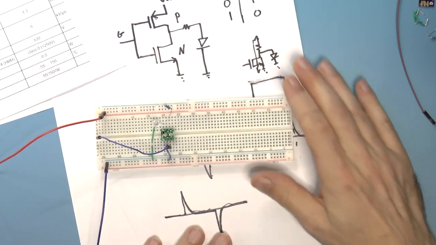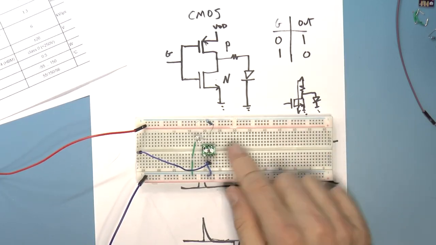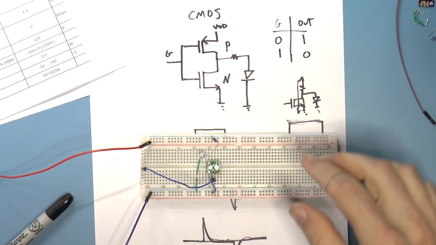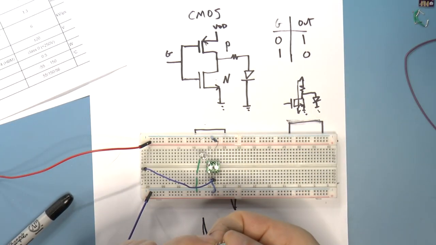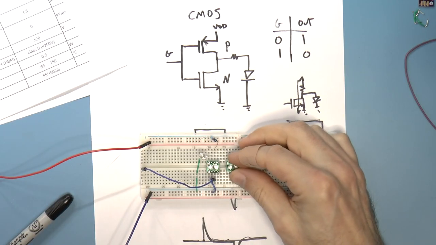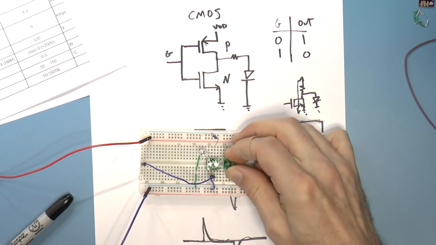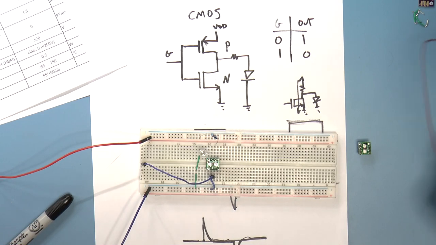So I've got my breadboard over here. I already have the NMOS hooked up. So now let me go get the PMOS. This is the PMOS right over here. So I'm going to hook that up. Yep, new breadboard.